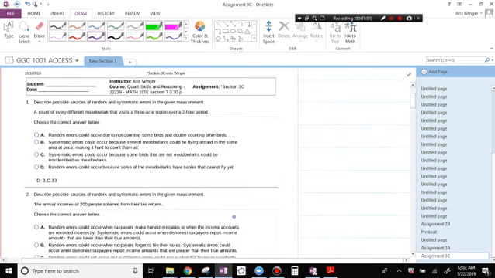Number one, describe possible sources of random and systematic errors in the given measurement. A count of every different meadowlark that visits a 3-acre region over a 2-year period. Choose the correct answer below. Random errors could occur due to not counting some birds and double counting other birds. That looks right. Systematic errors could occur because several meadowlarks could be flying around in the same area at once, making it hard to count them all.